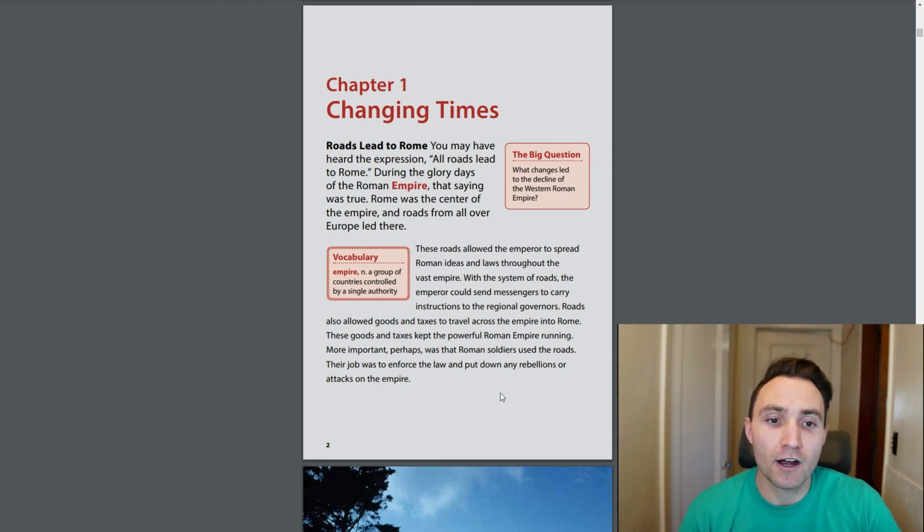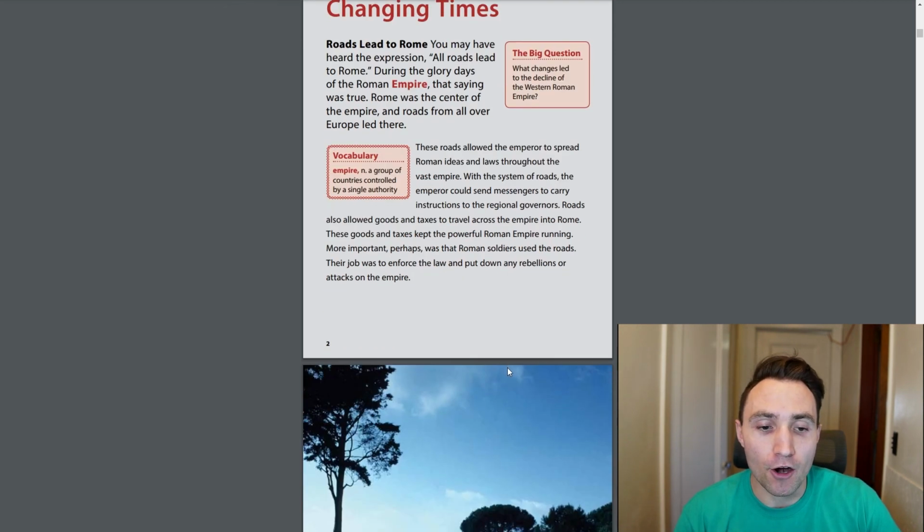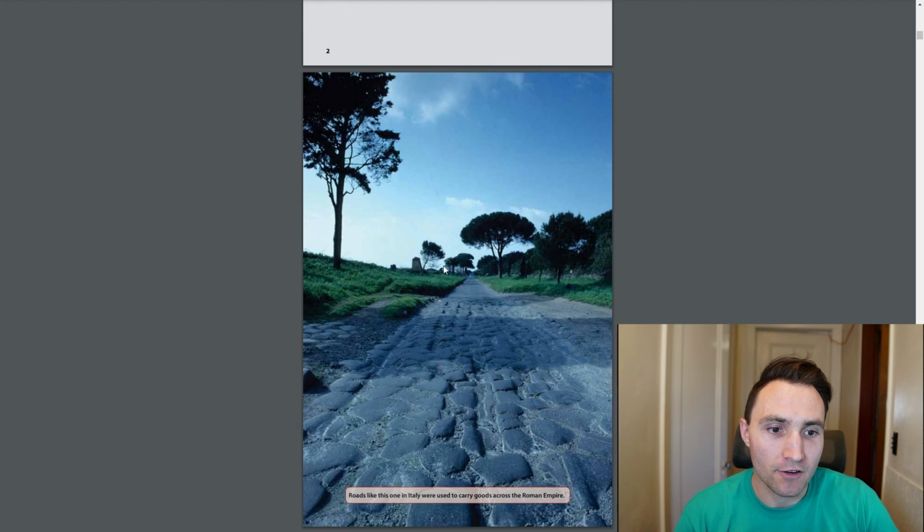So these roads were very important to the Roman Empire. As we read, they talked about how it was able to send messages or money or taxes, and for the soldiers to guard the empire. And so let's scroll down and look at this picture right here. As we read the caption, it says, roads like this one in Italy were used to carry goods across the Roman Empire. So can you imagine soldiers on their horses going up and down these roads protecting the empire, or messengers carrying messages to and from the Roman Empire?